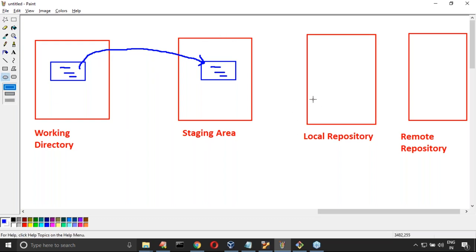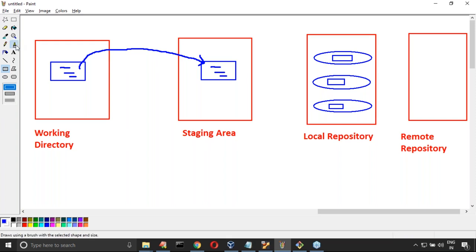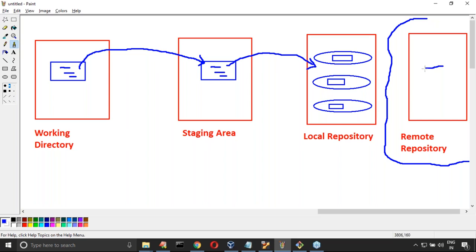In the local repository, multiple versions and multiple commits are there. This file may be part of multiple commits: first commit, second commit, third commit, we don't know. Once you commit, in how many places may the file exist? Forget about the remote repository; at last we will discuss it. Of course, the file may exist in the remote repository also.